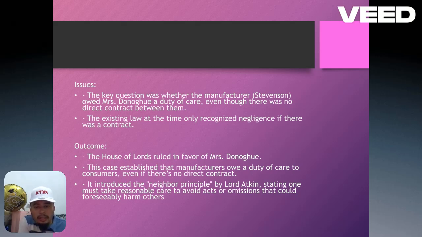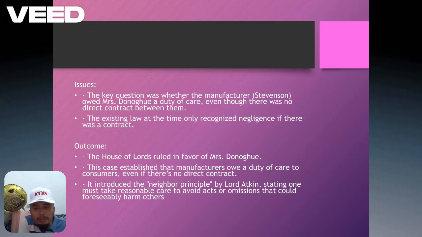And then this case introduced the neighbor principle by Lord Atkin, stating that one must take reasonable care to avoid acts or omissions that could foreseeably harm others. So even though there is no contract, under the neighbor principle, one must ensure that no harm is imposed on the surrounding neighbors.